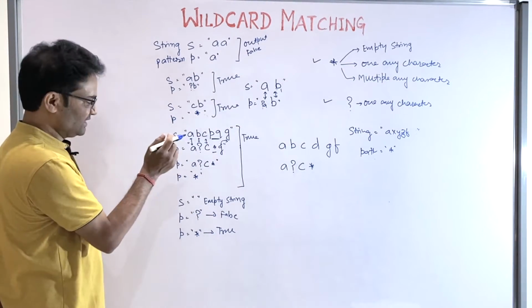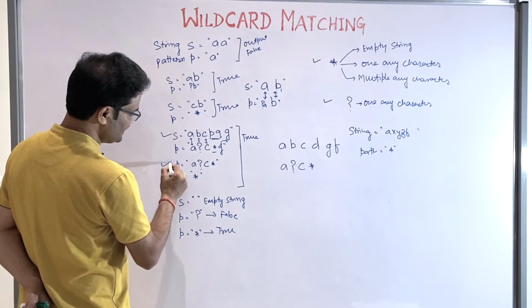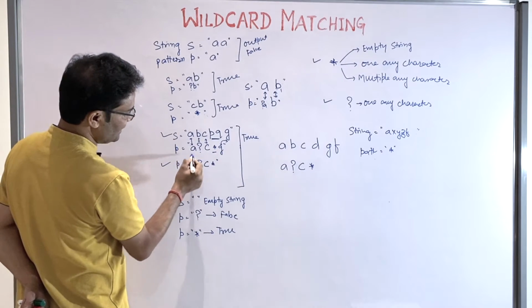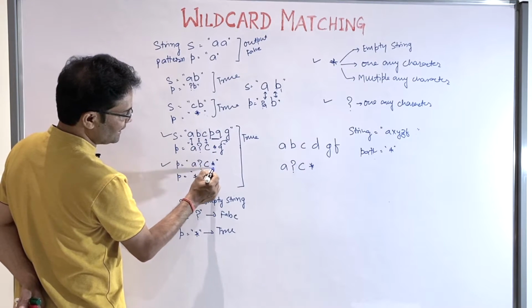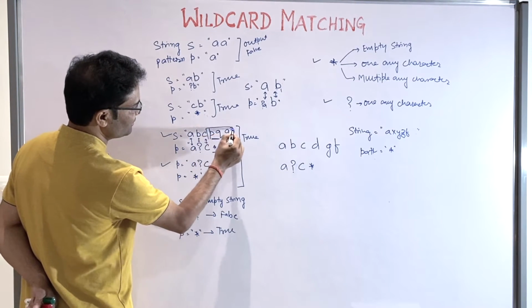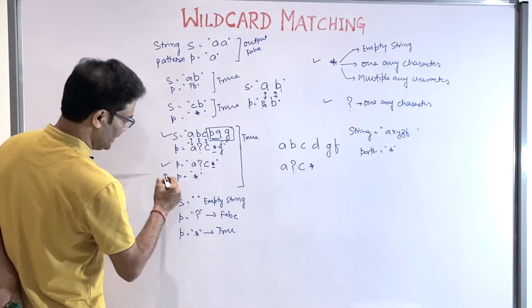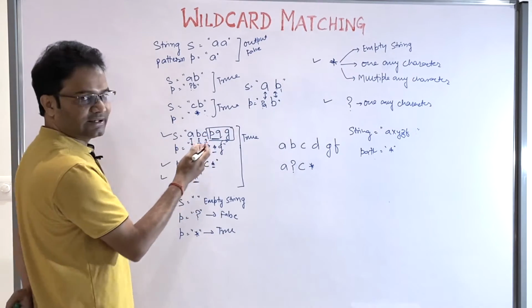So it's matching. Another case, if the string is the same and this time the pattern is just A, question mark, C, star, not the G. Of course A is matching, B is matching with the question mark, C is matching with C, and here star will represent all the remaining three characters, and your string is correct. And another pattern, nothing in the pattern, only the star. Yes, it will match any characters.